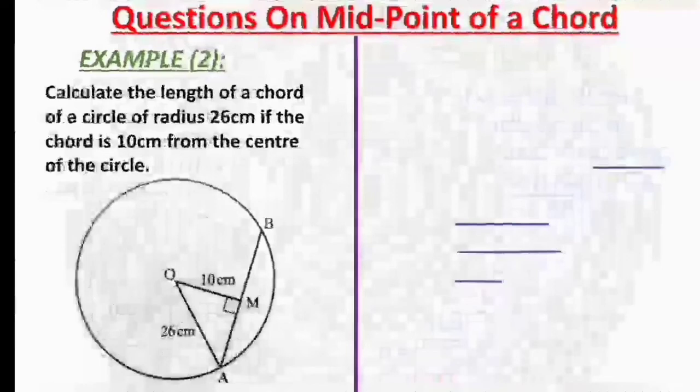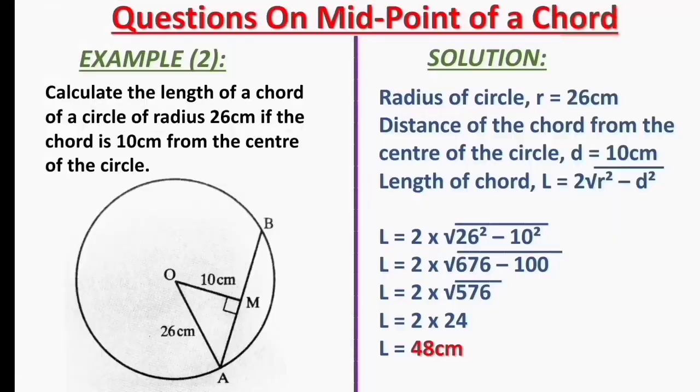Looking at our second question, still on a question from the midpoint of a chord. Example 2. Calculate the length of a chord in a circle of radius 26 centimeters if the chord is 10 centimeters from the center of the circle. Once again, can you remember the formula for the length of a chord of a circle? Let's see if you can still remember.